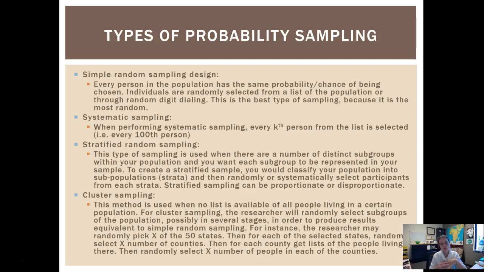So again, cluster sampling is what you would use if you don't have access to a complete list of all of the people that belong to a certain population. So those are the 4 types of probability sampling.